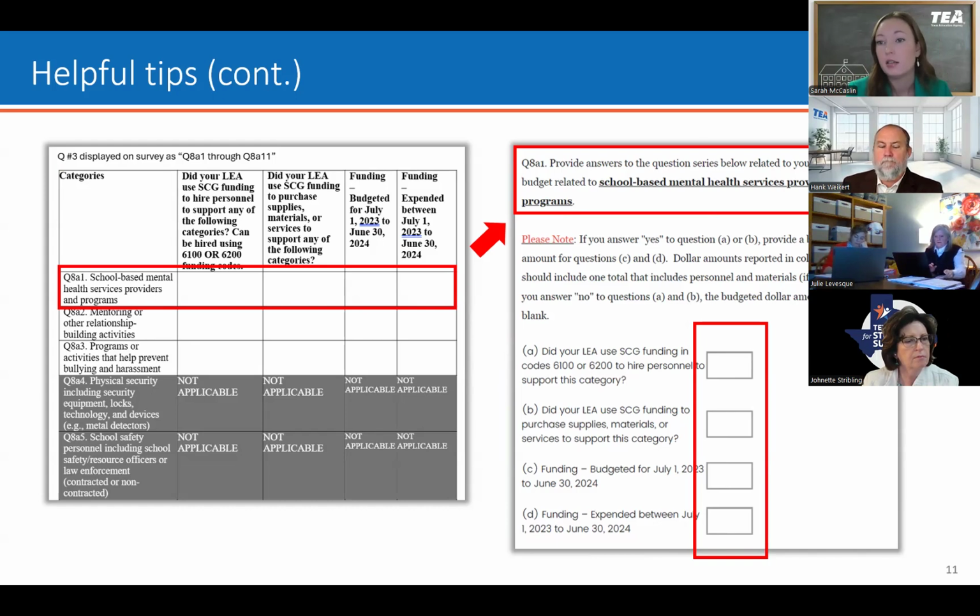If the answer was yes on one or more of those categories, if it was yes on personnel and or yes on supplies, services, and materials, then in that third box, you'll indicate the funds that were budgeted. In the fourth box, you'll indicate the funds that were actually spent. Again, as it relates to this reporting period only. And then this is what matches up to this question 8A1.